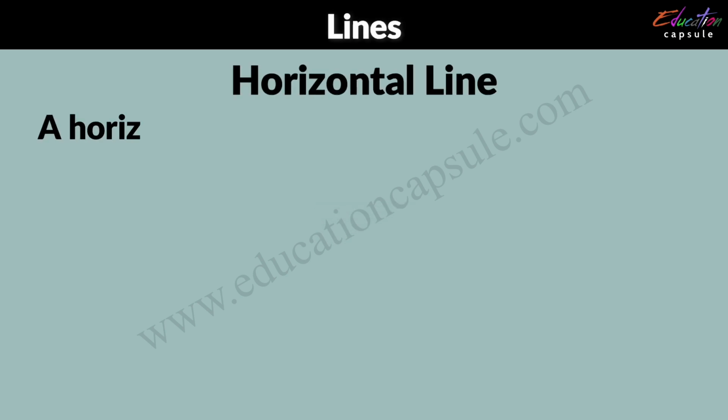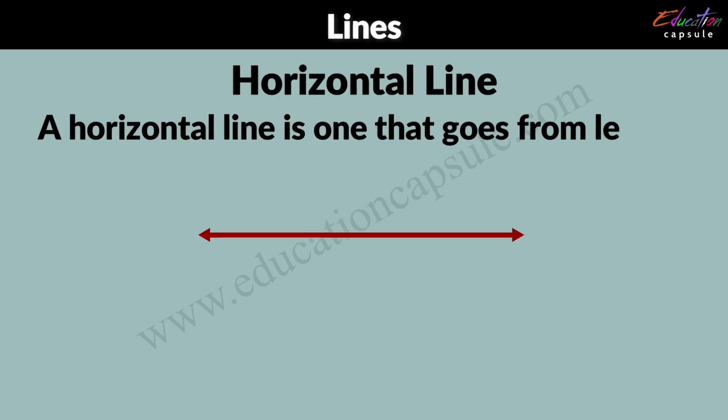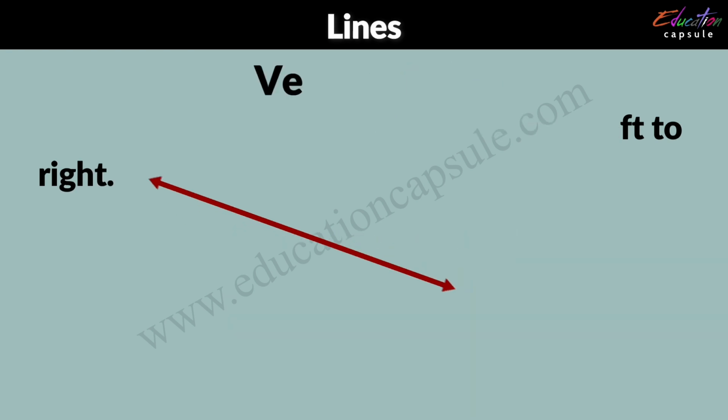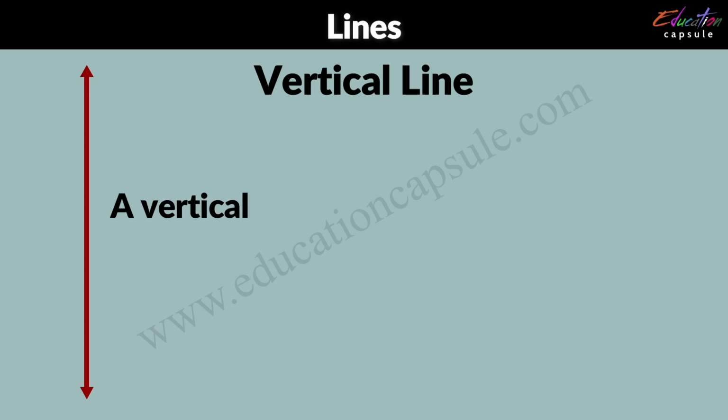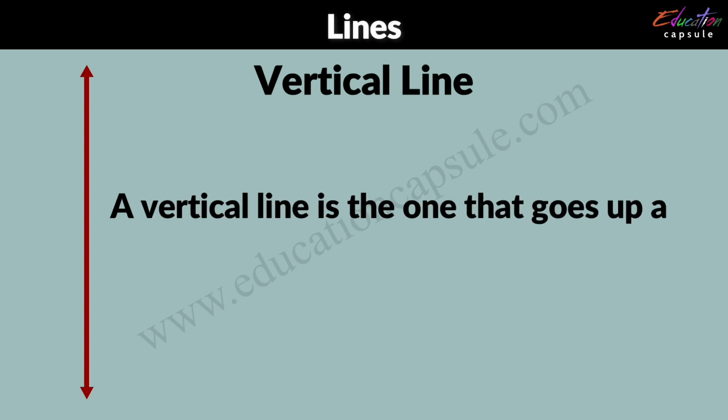Hi, today we are going to learn about lines. First is horizontal line. A horizontal line is the one that goes from left to right. Next one is vertical line. A vertical line is the one that goes from up to down.